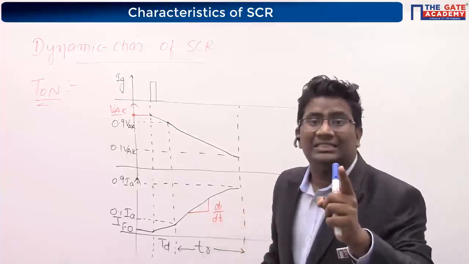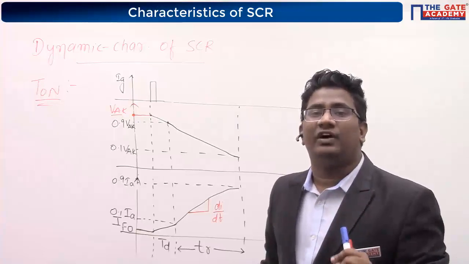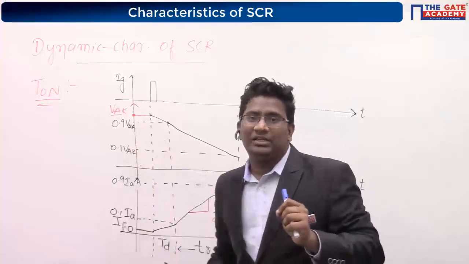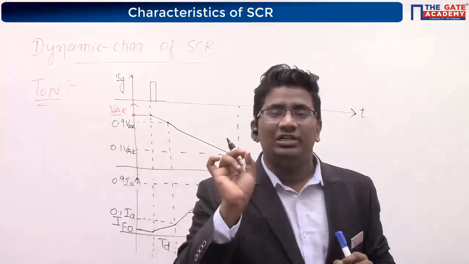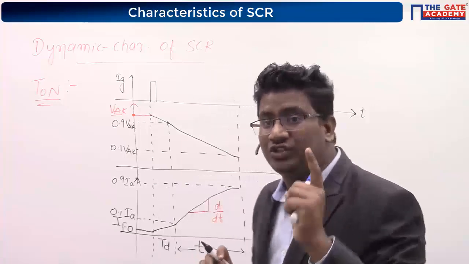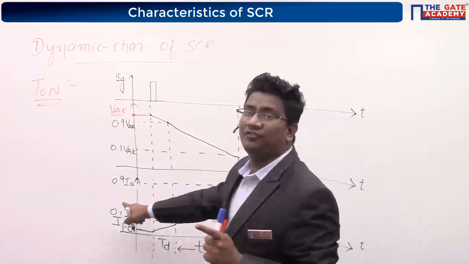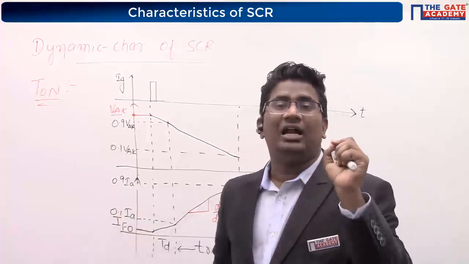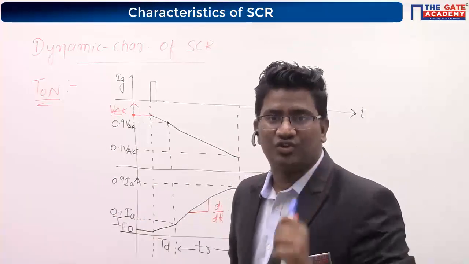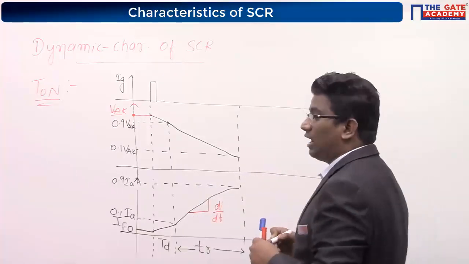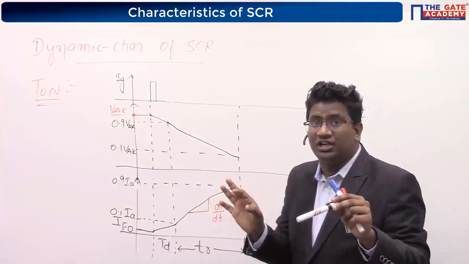Now, rise time means the time taken for the anode to cathode voltage to go from where to where? 90% of its rated value to 10% of its rated value, as well as the anode current changing from 10% of its rated current to 90% of its rated current. That duration is called rise time. Okay. Now, the process is not yet over. Something is still involved.